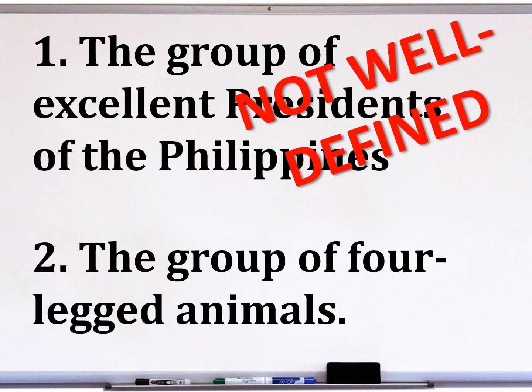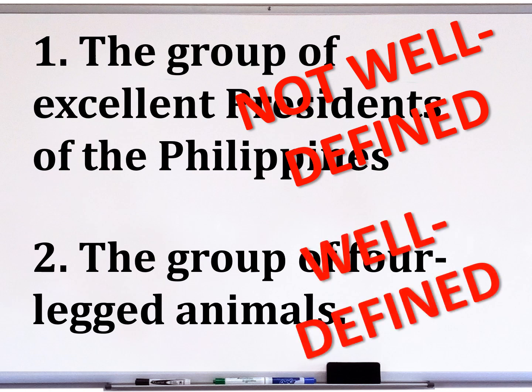The next one is the group of four-legged animals. Here, as you can see, think of a given element of the set, and it can be a cat or a dog. We all know that cats and even dogs have 4 legs. So therefore, this statement is a well-defined set.